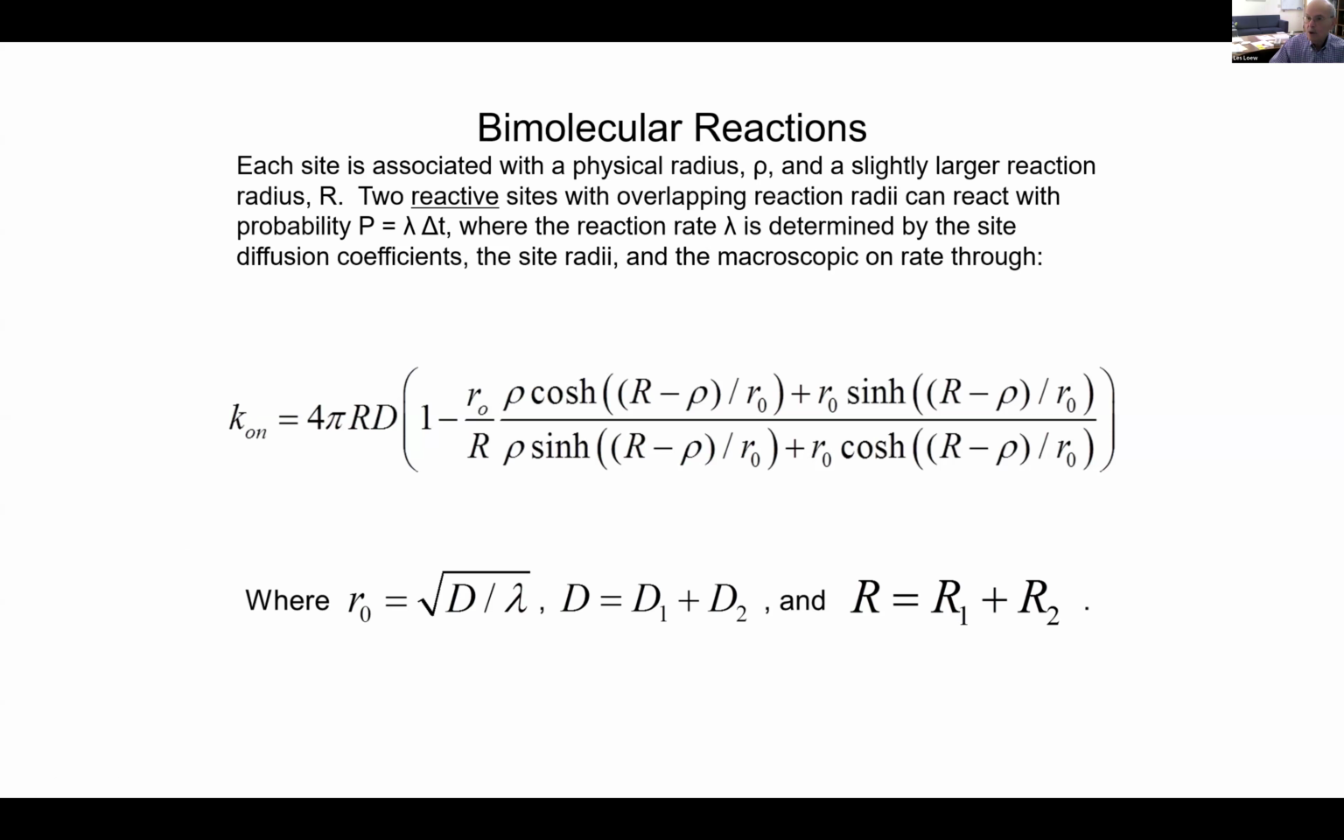So you need to know what the on rate is, or at least make a good guess for the on rate, if you want to run a SpringSaLaD model. So this is a very big difference from molecular dynamics, where interactions are based on potentials. Here we're translating the experimental on rate that might be measured into a probability of reaction.